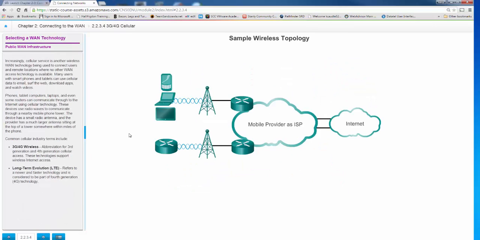Here's some new technologies, 3G, 4G, and LTE. It is actually becoming possible to have almost as fast a connection using 4G LTE as you can with some always-on connections such as DSL and cable modem, depending on where you're at and what area you're in.